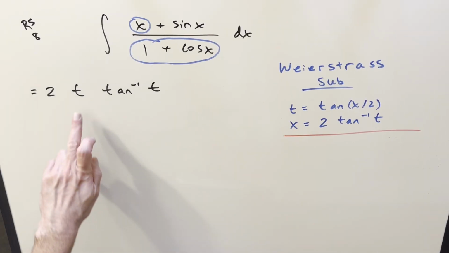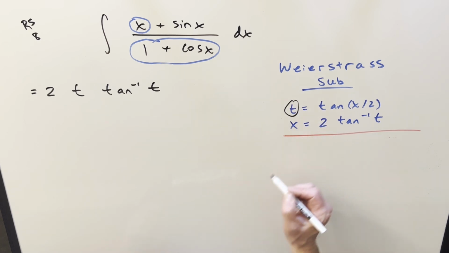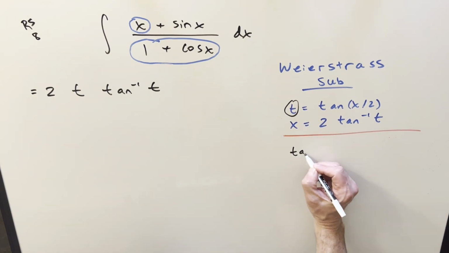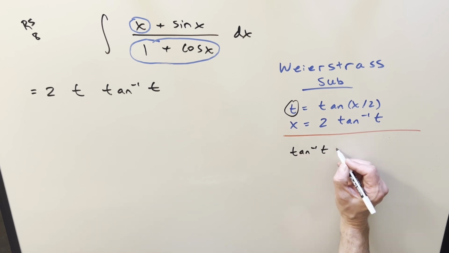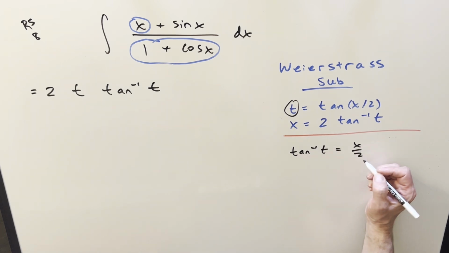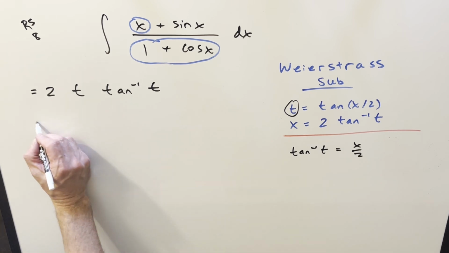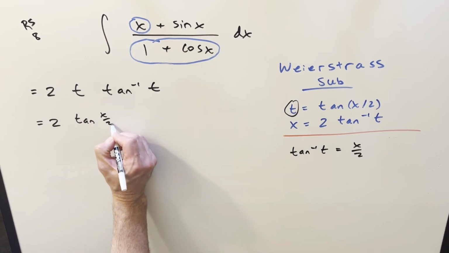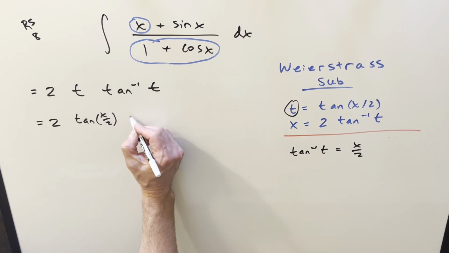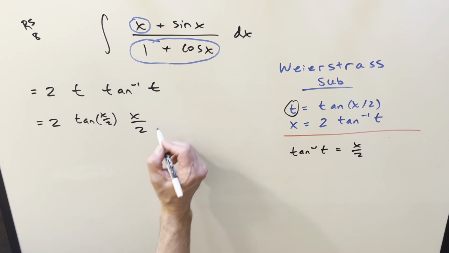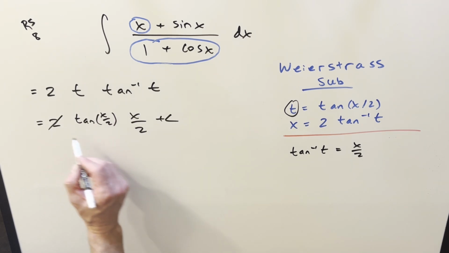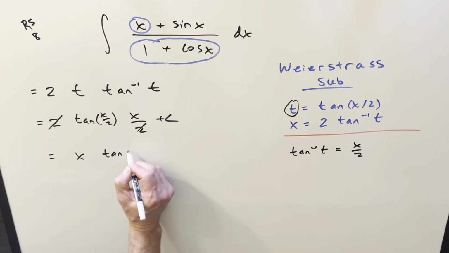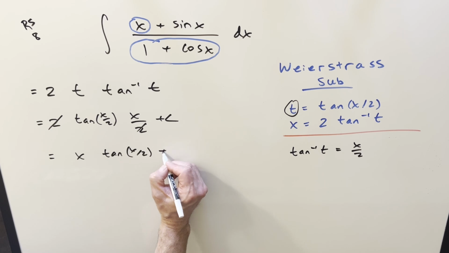Okay, now in order to finish it, we already have our value for t right here. For arctan of t, we can actually use this. If I just divide off 2 on both sides, we can write it like this. Arctan of t is going to be equal to x over 2. So we'll just plug everything in. We've got our 2 in front. This is going to be just tan of x over 2. Arctan of t is this, x over 2 plus c, but the 2's are going to cancel. And so for my final solution, we just get x tan of x over 2 plus c, and that's it.